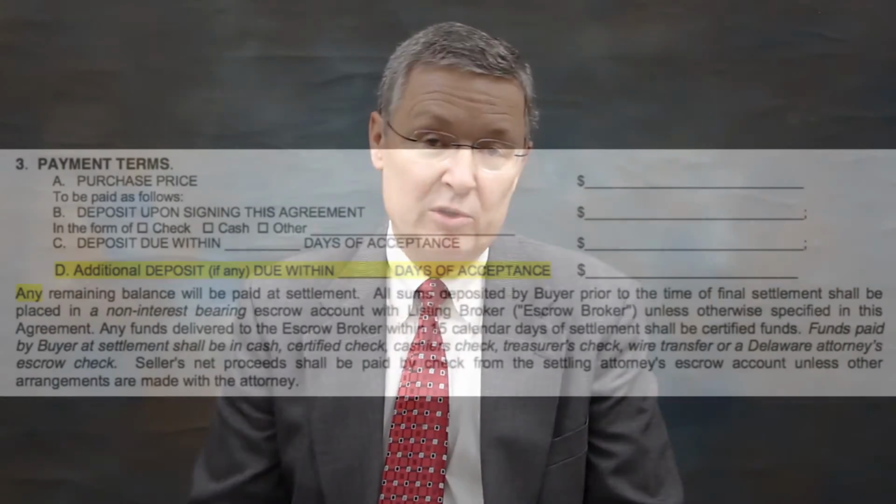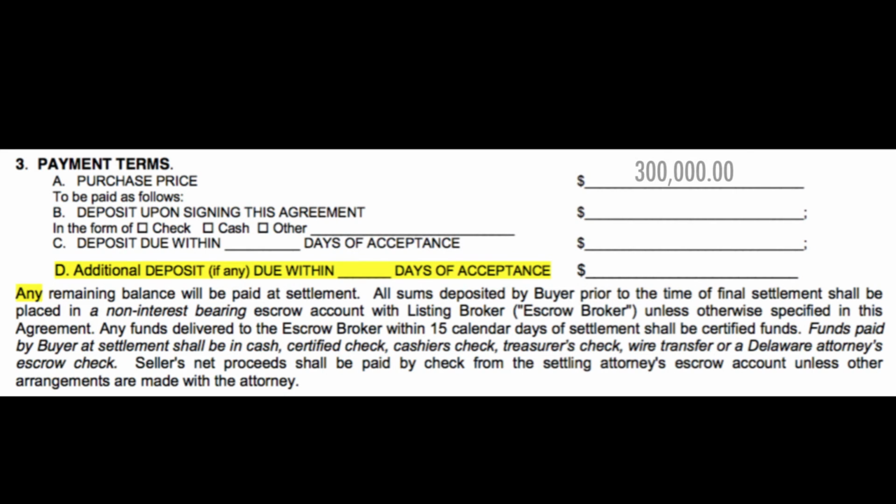By way of example, once again, $300,000 offer, 0 now, $5,000 deposit due within 3 days of acceptance, a second $5,000 deposit due within 15 days of acceptance. And thus the reasoning behind 3A through D. Then we start at the next sentence: any remaining balance will be paid at settlement.